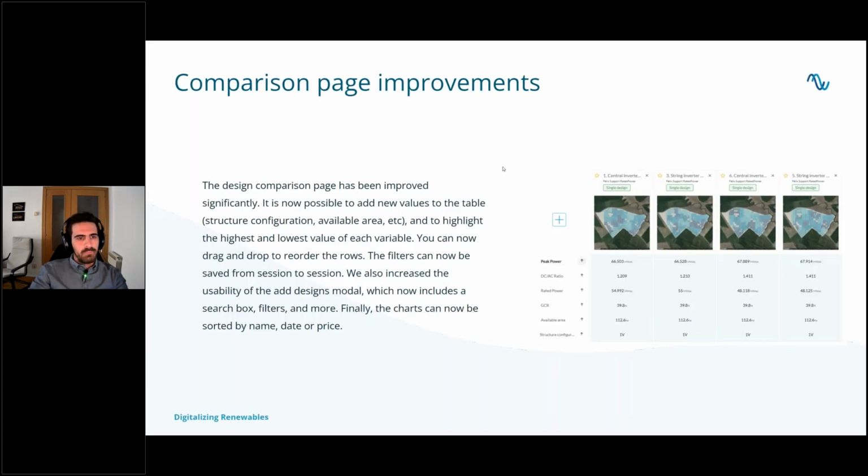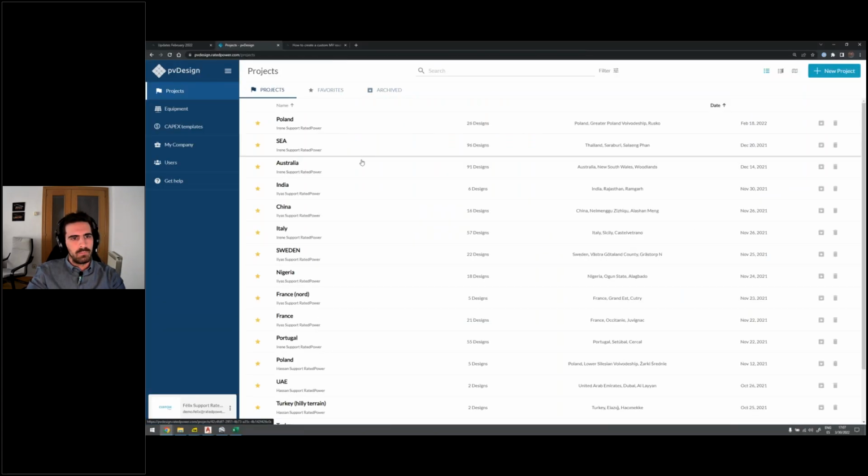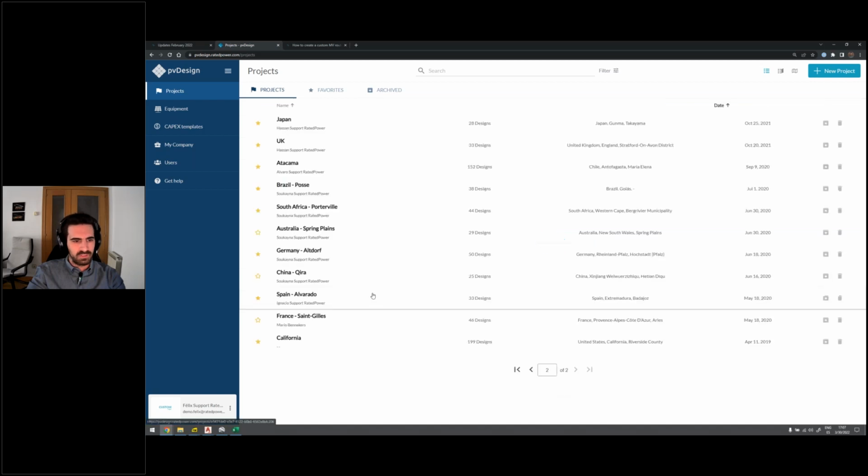Right. The next improvement was that now in the substation documents, so in the interconnection facility documents, when you choose the IEEE standard, the symbols will be the IEEE symbols. So let me show you how that works. This matters for our users in the United States.